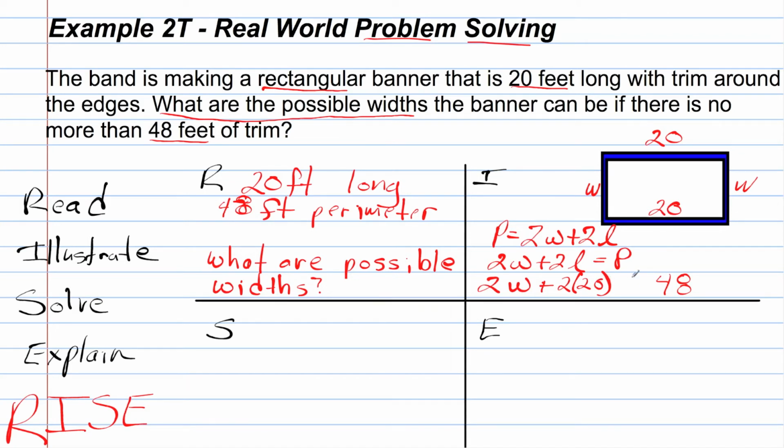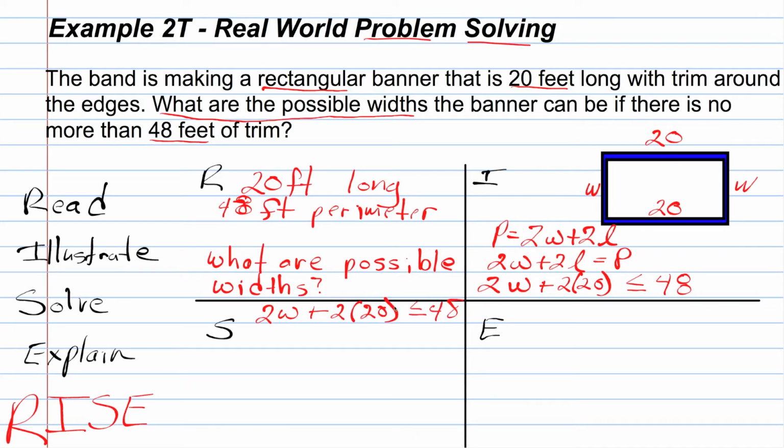What we have to figure is what inequality goes in here, and the perimeter with these widths is going to have to be less than or equal to how much trim we have. So this is the inequality that we need to solve. And I'll put that down here in our solve portion of RISE. 2w plus 2 times 20 is less than or equal to 48.